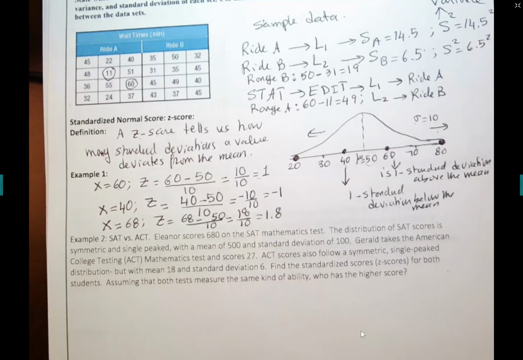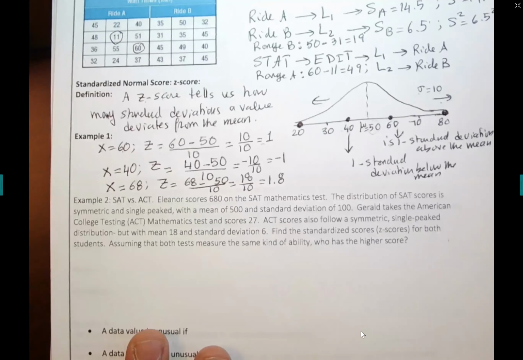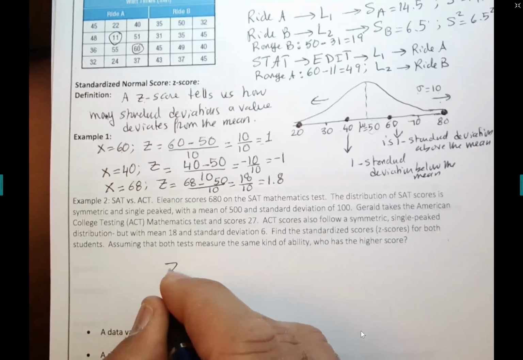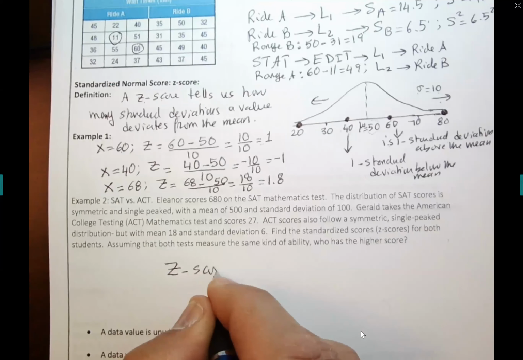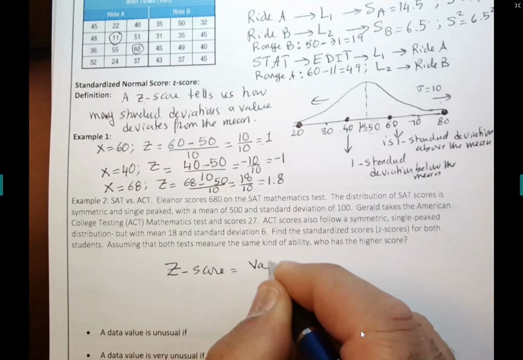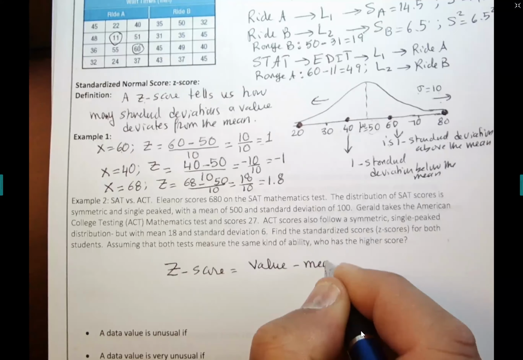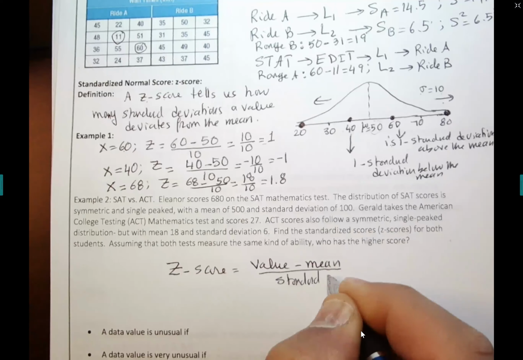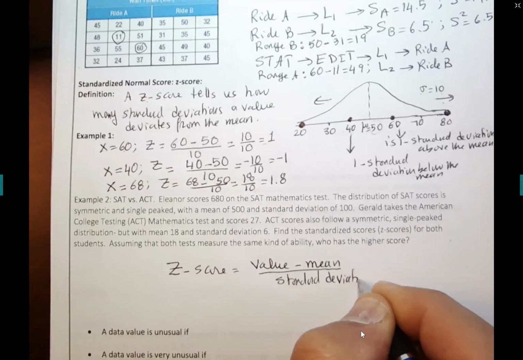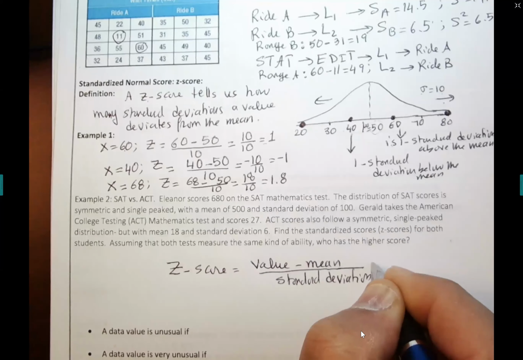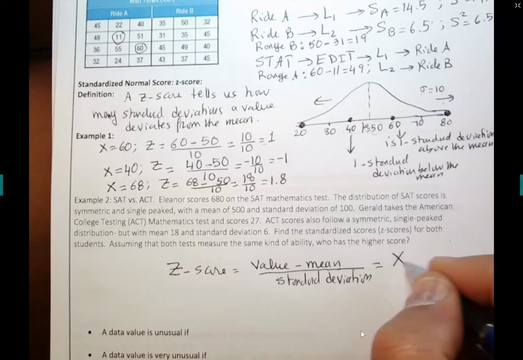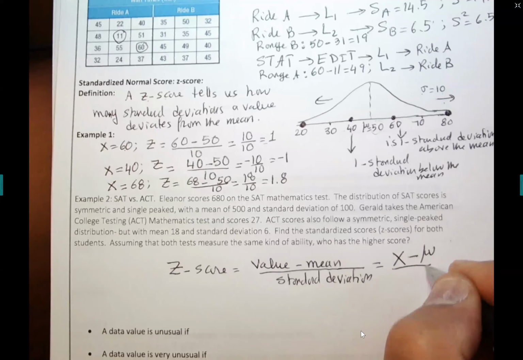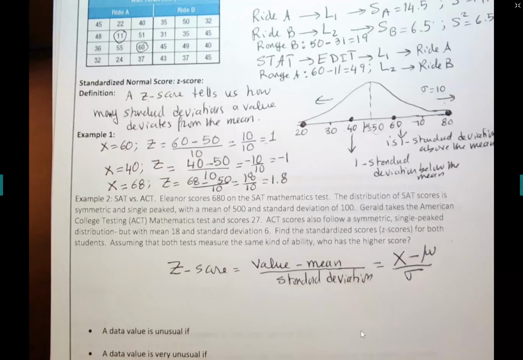And the formula is, guys, this is the formula. I'm going to write it down here. Z, the z-score, equals value minus mean divided by standard deviation. Or you can write it like this: x minus the mean divided by sigma. That is the z-score.